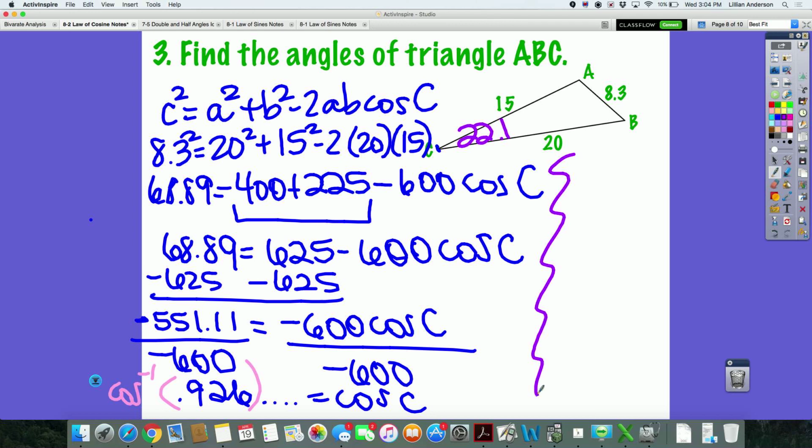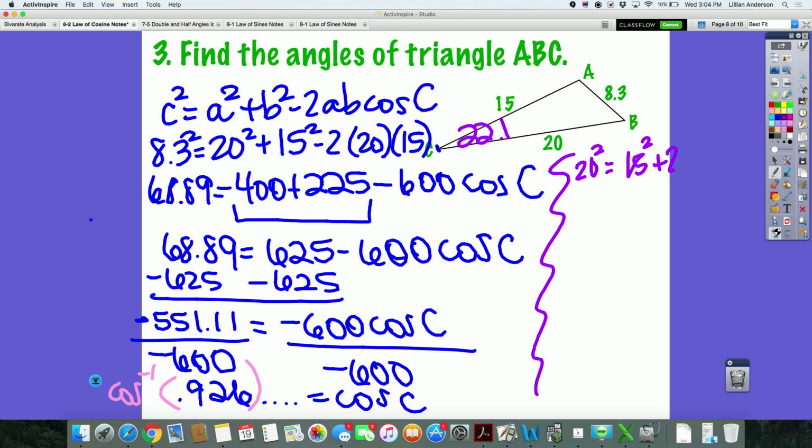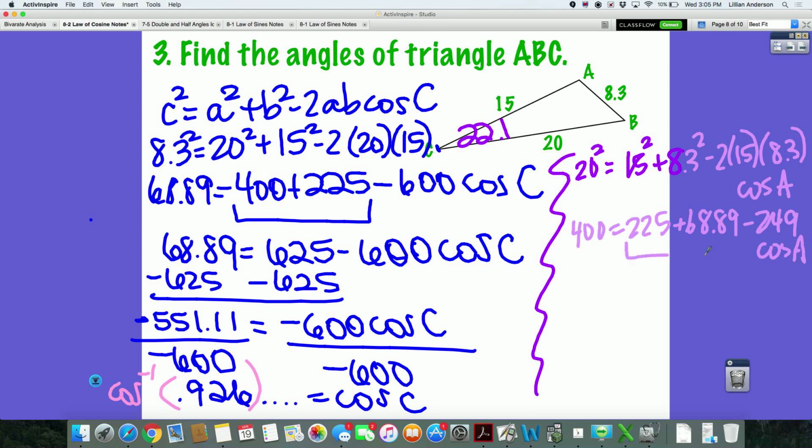I'm going to find angle A next. So I'm going to plug everything in using the formula. A squared equals B squared plus C squared minus 2BC cosine A. Sorry, I meant BC cosine A. So that's 400 equals 225 plus 68.89 minus 249 cosine A. Going to add these two together.